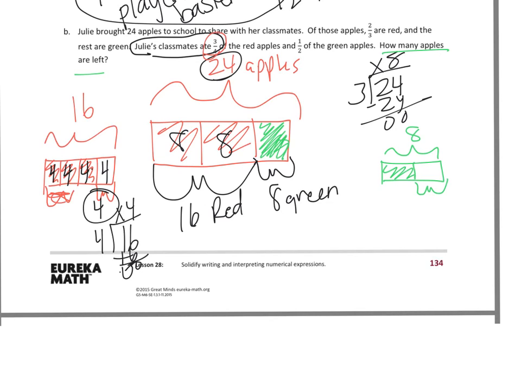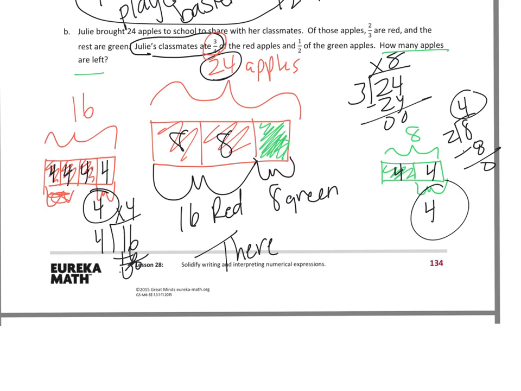Over to the green side, there are 8 apples, and they ate half of them. So I got to break 8 into 2 equal parts. And I know that means dividing by 2. And that's going to get me 4. So they ate 4, and there are 4 left over. So when it says how many apples are left, there are 4 apples left.